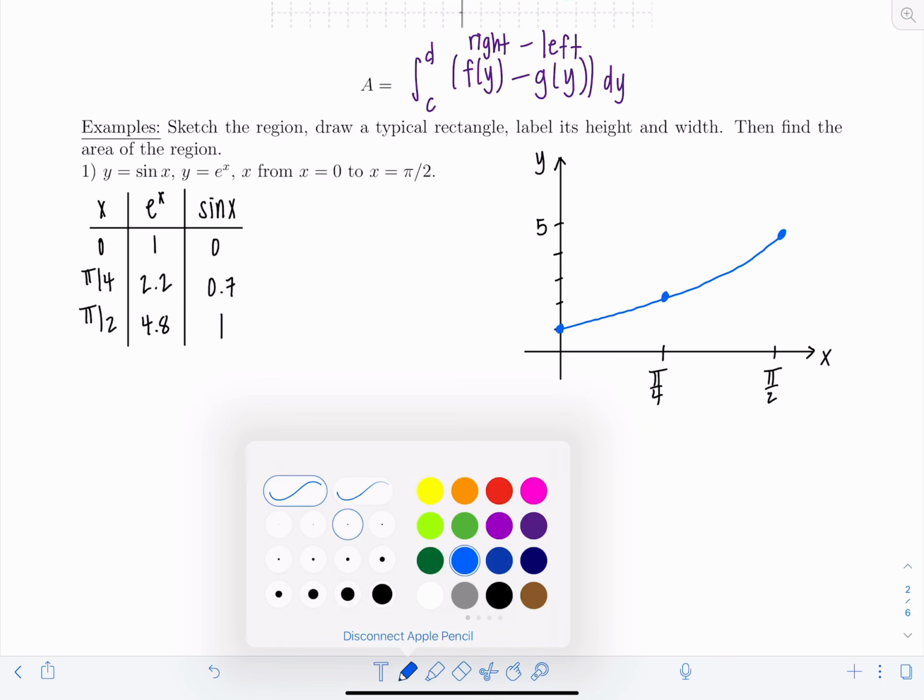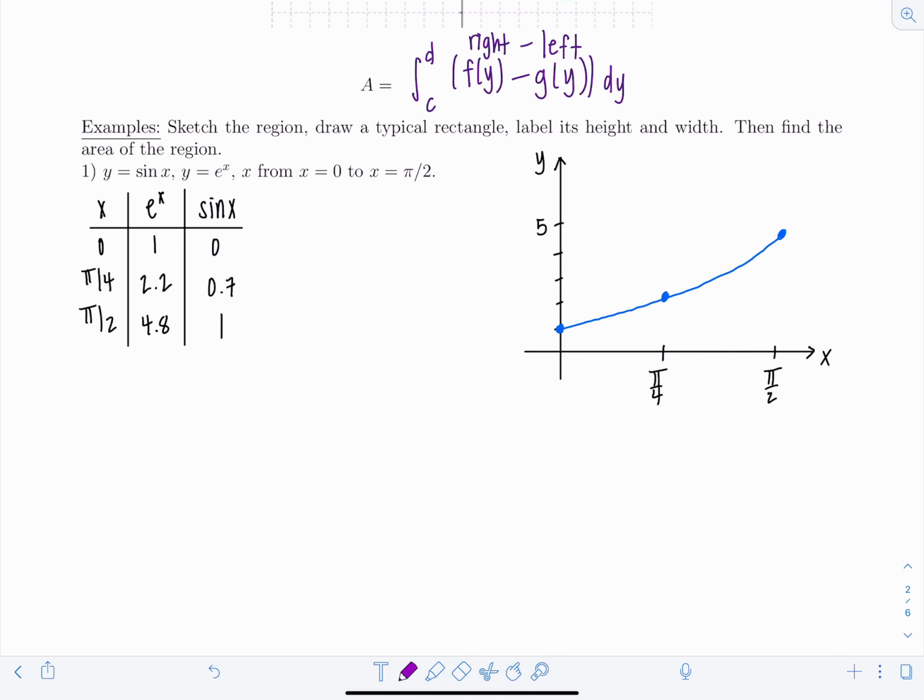And then sine x, I'll graph that in purple. So at 0, sine of x is 0. At pi over 4, it's 0.7, so it's just crawling up. And at pi over 2, it's 1. So it's really stretched out, right? And we know that's the largest value sine of x is going to take on. And that looks good. Make sure you draw it nice so it looks concave down, right?